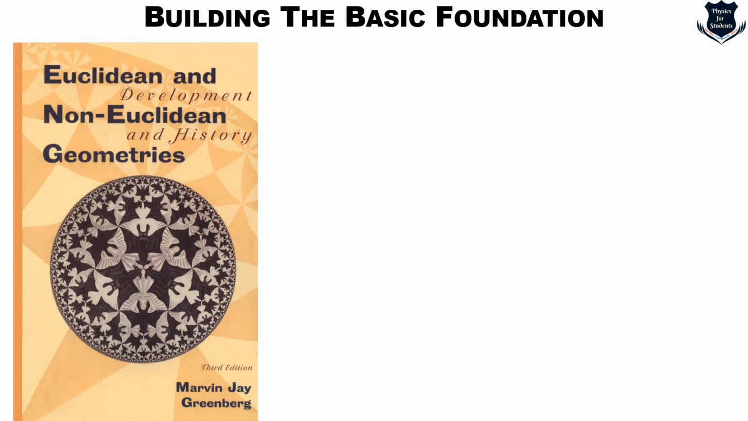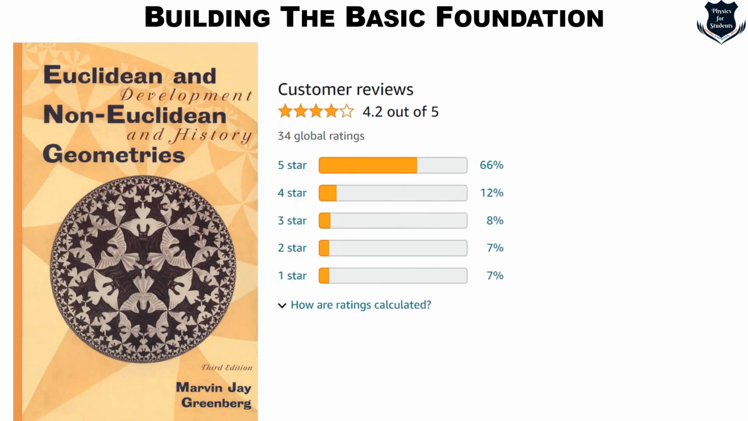Okay, so the first book which is coming our way is a very famous, though a little bit old, book, because you can see this is M.C. Escher's drawing on the cover, called Euclidean and Non-Euclidean Geometries: Development and History. This is a general customer review on Amazon. I really don't believe in those, because there are many books which are not on Amazon, but they're fantastic books.